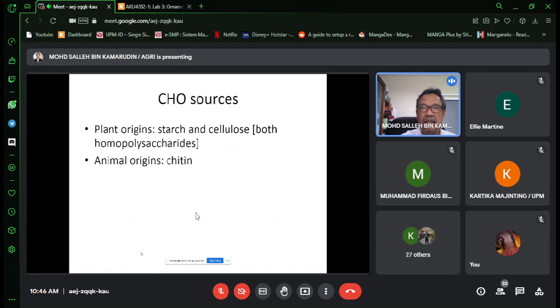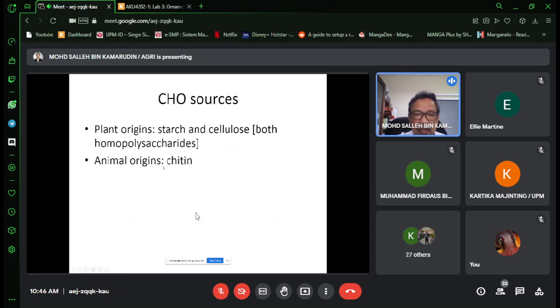What are the carbohydrate sources? Kalau kita lihat, mostly memang plants ya. You are talking about starch, cellulose, apa lagi? Other polysaccharides. They are available from the plant source. Yeah. And for the animal intake, only chitin. Yeah. Dan ini tak banyak.